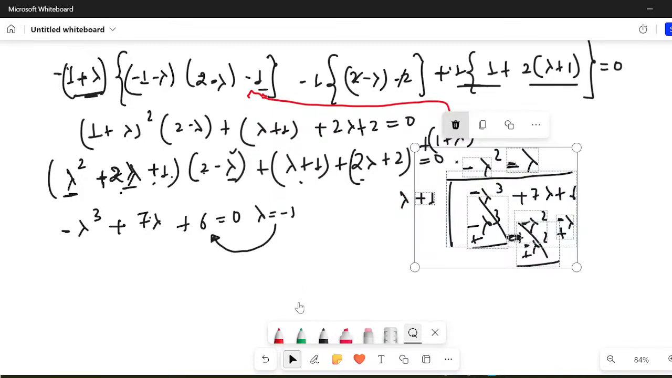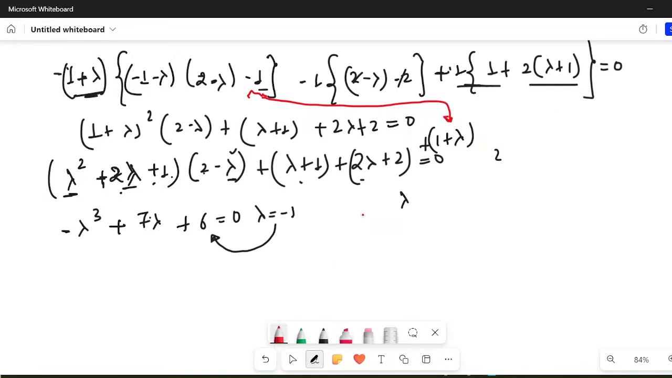Okay, so what I'll do, I'll use lambda is equal to minus 1, so I'll divide this entire polynomial by lambda plus 1. If I divide this entire equation by lambda plus 1, I'll get minus lambda cube plus 7 lambda plus 6. Now solve it. It will be minus lambda square. This will be minus lambda cube plus a sign. Cancel it.